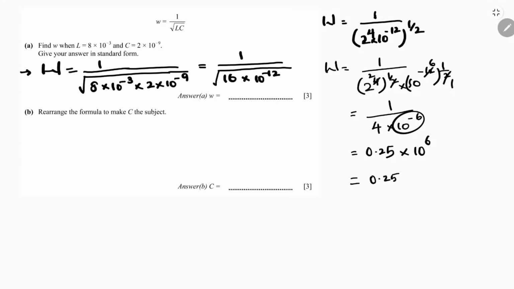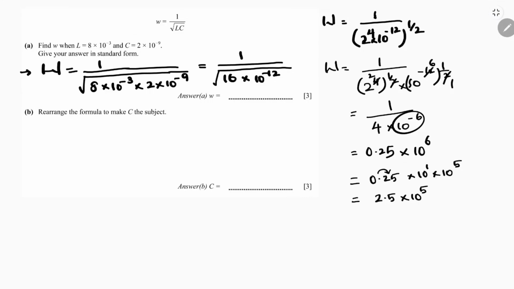But they ask here to write in standard form. Standard form should have one digit before the decimal. So 10 power 6 I'll write as 10 power 1 into 10 power 5, because after one digit I need to shift the decimal. So 0.25 into 10 will become 2.5. So 2.5 into 10 to the power of 5. This is the value for standard form.